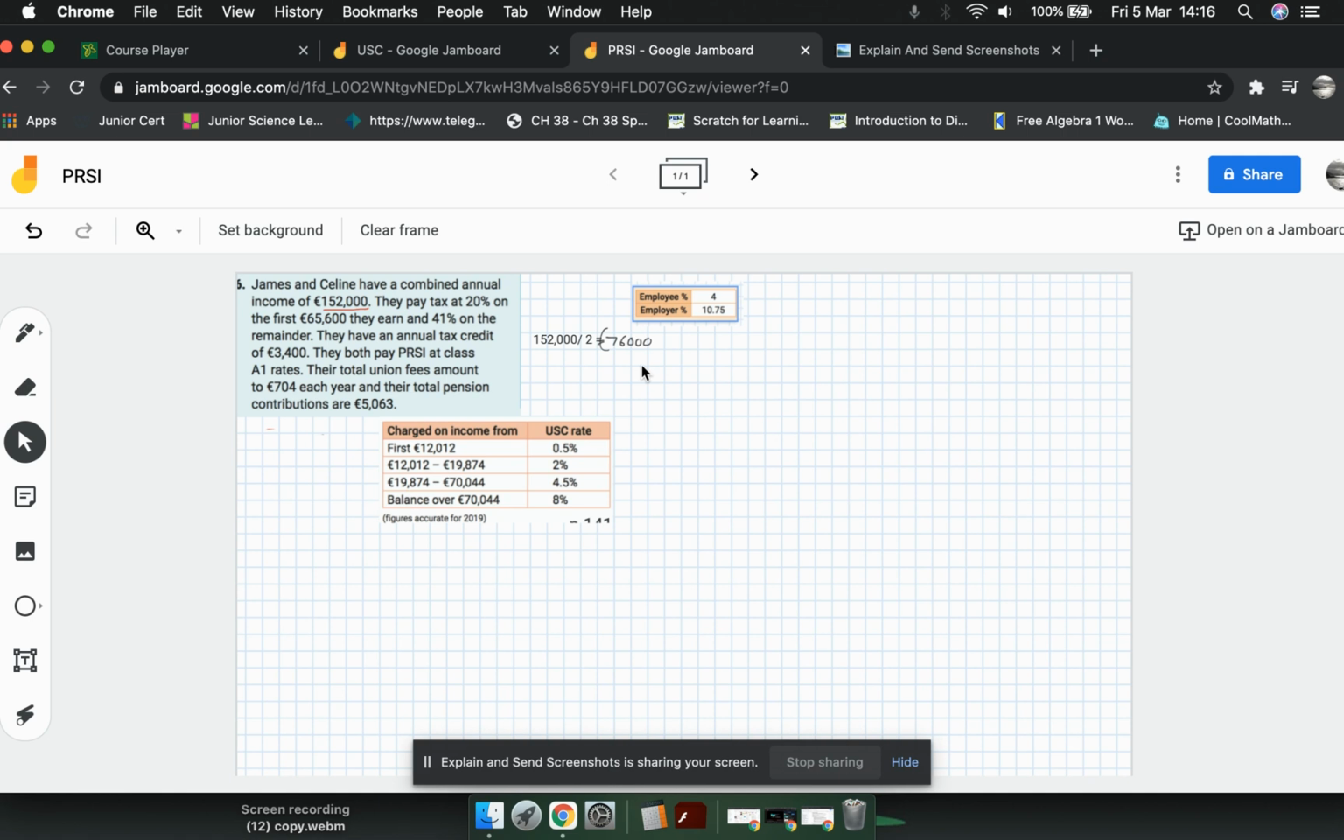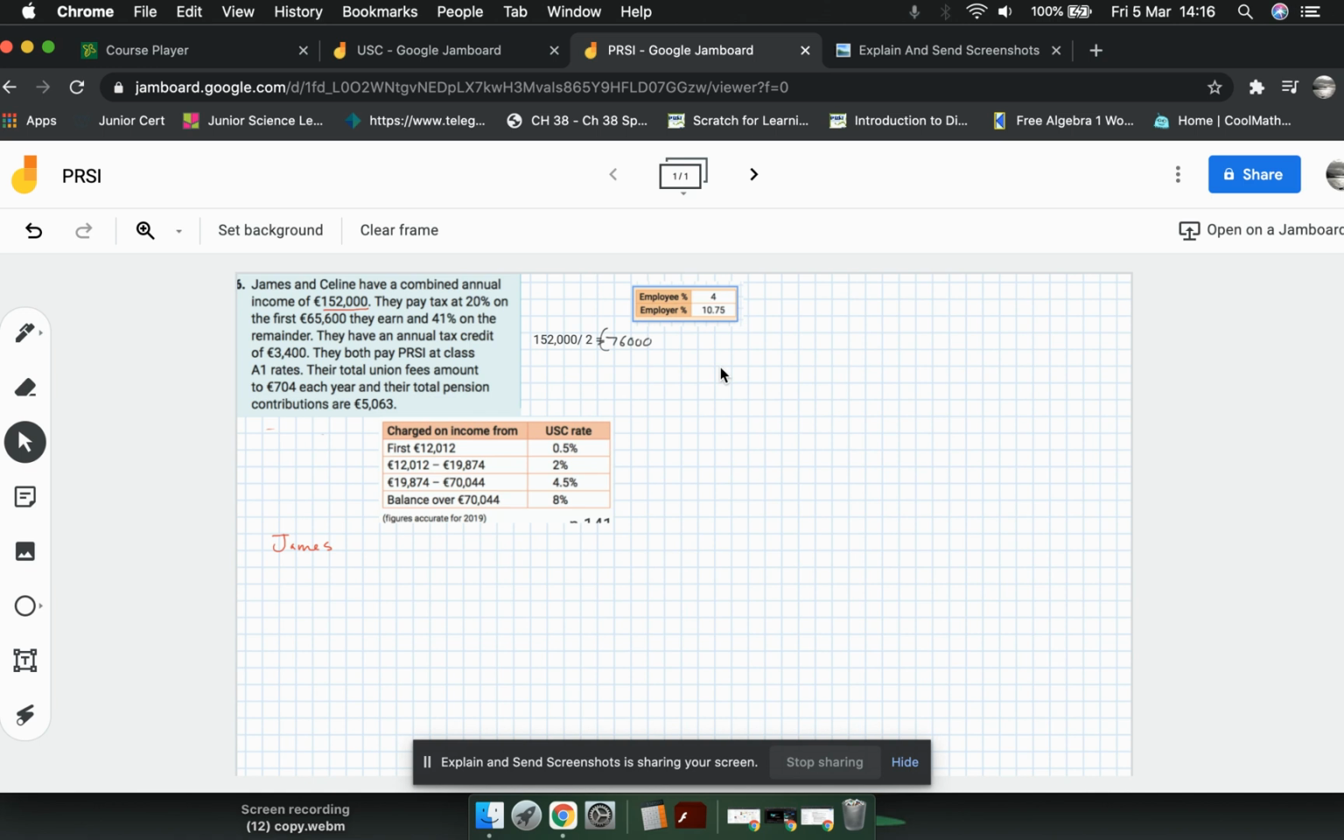So what I'm going to do now is work out the universal social charge contributions at each bracket that they have to pay. We have to do this for both James and Celine, so we're going to start here with James. James is definitely paying in all of the brackets. He has 12,012 euro in the first bracket. He's definitely earning 19,874, he's definitely earning 70,000, and he's definitely earning above 70,044 euro. We can see that here in his salary.